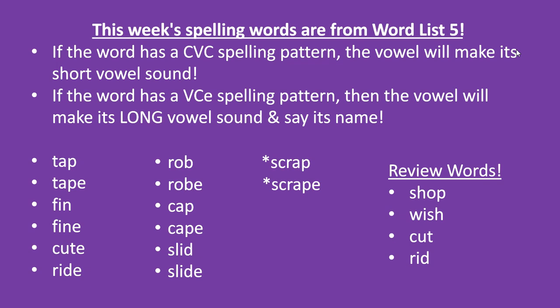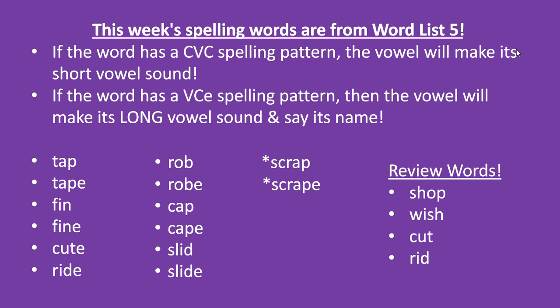We have tap, T-A-P. So that's a consonant, vowel, and then a consonant. That's a CVC spelling pattern, so it makes the short A sound, tap. But if we put that silent E, that magic E on the end, it's now going to change the vowel sound from short A to long A. The A is going to say its name. Let's try it out. Tap, short A, to tape, long A.